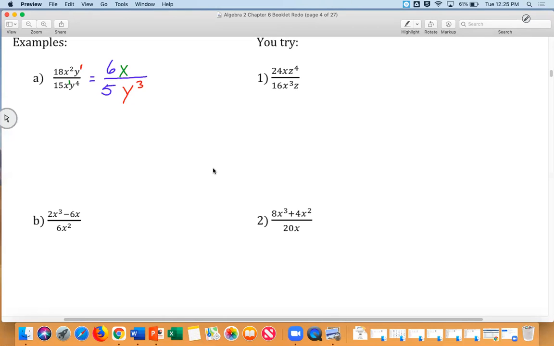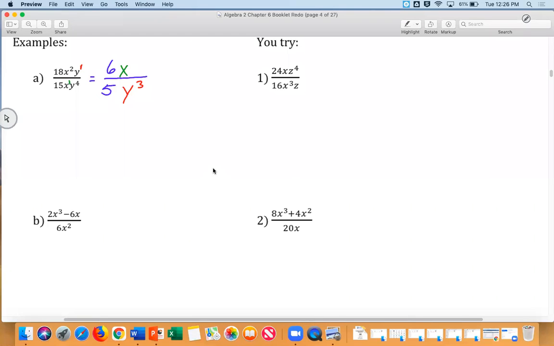How did you put the 1 up there? It's understood to be there. Why didn't you get positive? 1 minus 4, Jake, is what? Negative 3. Yeah. Negative 3 means it would go on bottom.